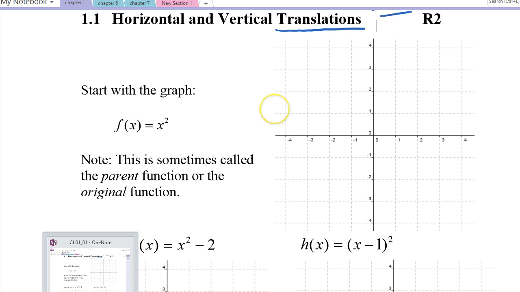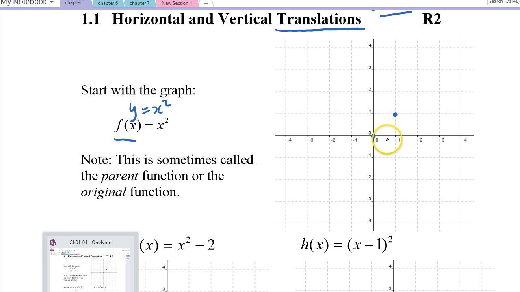So if we start with a graph, f of x is equal to x squared, and sometimes we might say y is equal to x squared, and other times we might say f of x is equal to x squared. We're going to be playing around with this function notation a little bit today. So let's fill in some dots. So 0, 0, 1, 1, and you'll sort of see this step pattern. You're probably familiar with it from last year.